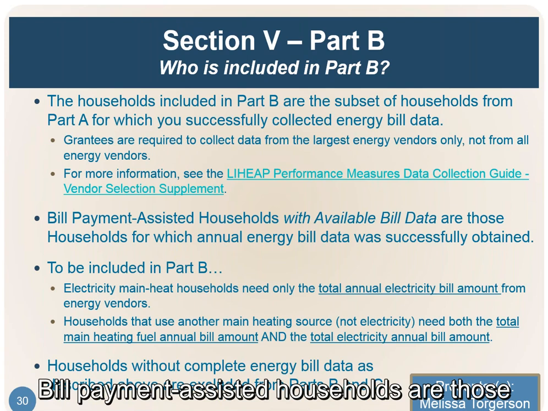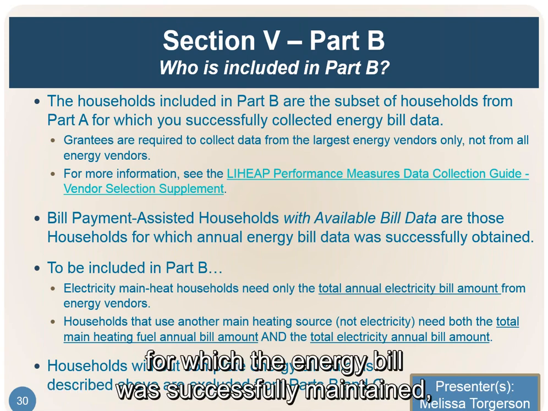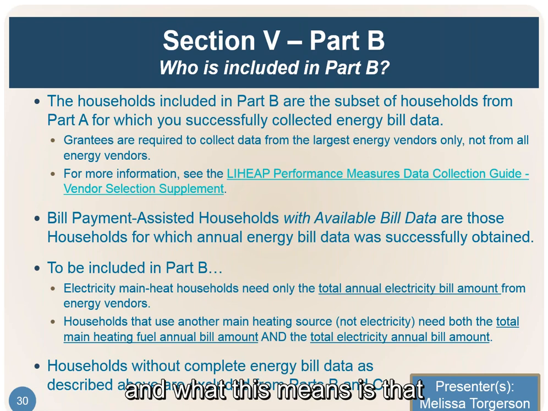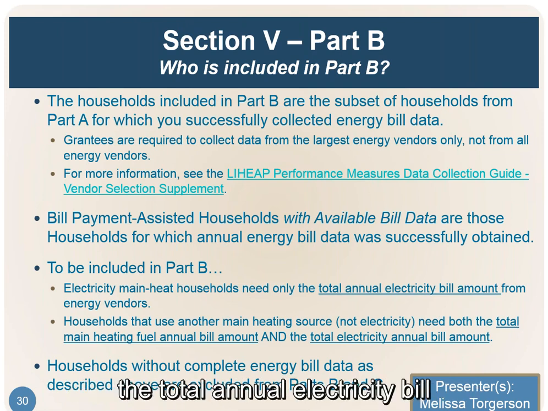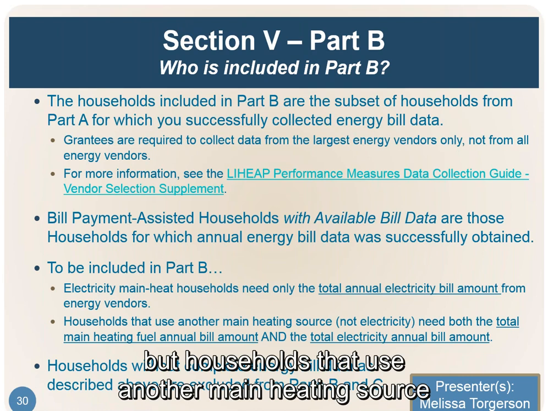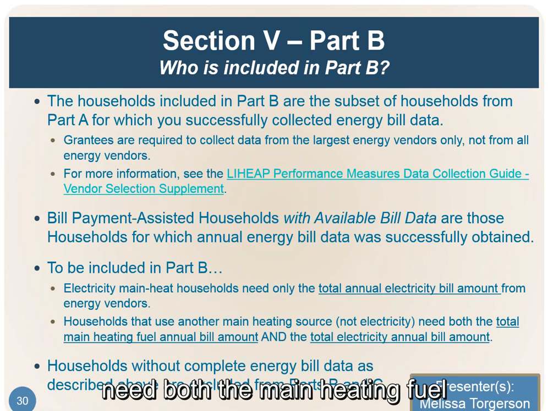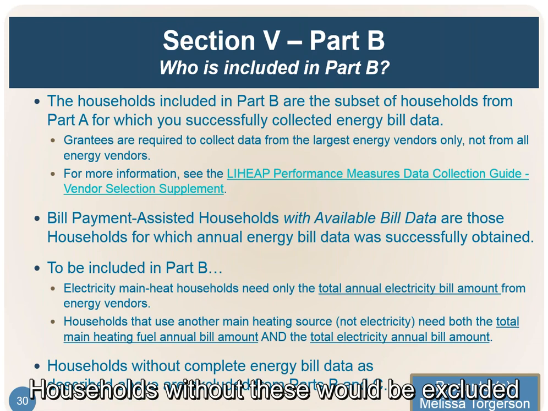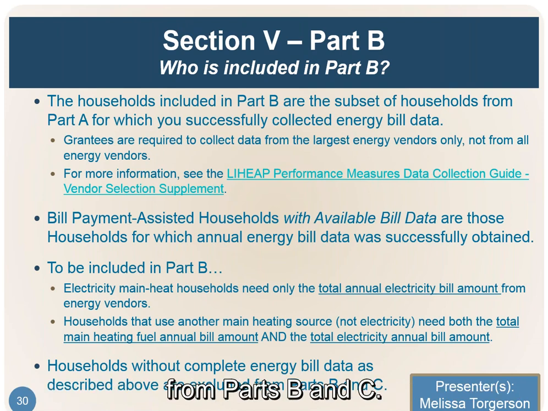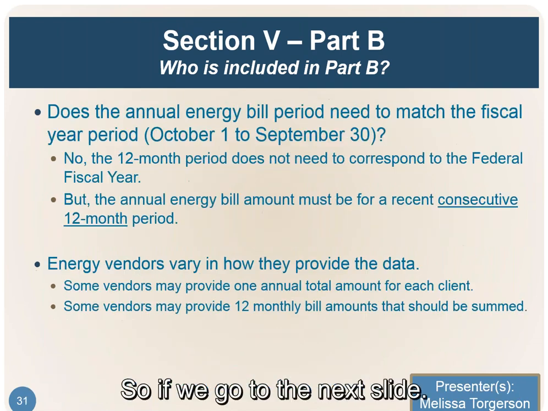Bill payment assisted households are those for which the energy bill was successfully maintained. What this means is that electricity main heat households need the total annual electricity bill, but households that use another main heating source need both the main heating fuel and the electric. Households without these would be excluded from Parts B and C. So if we go to the next slide.